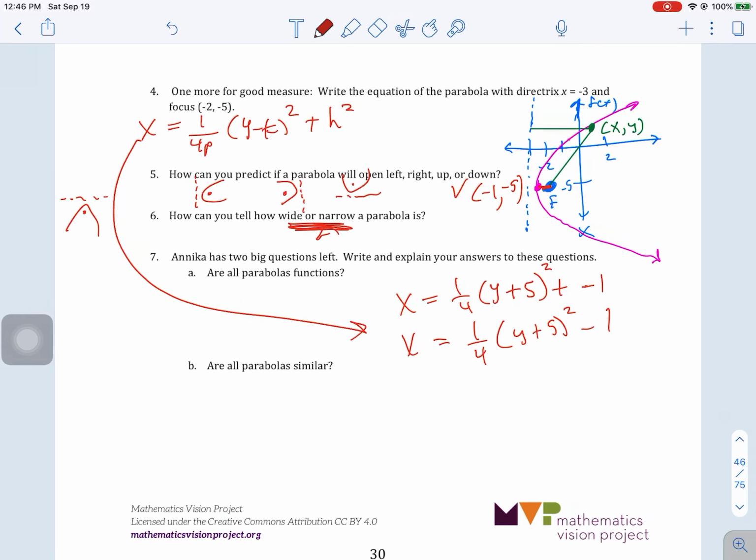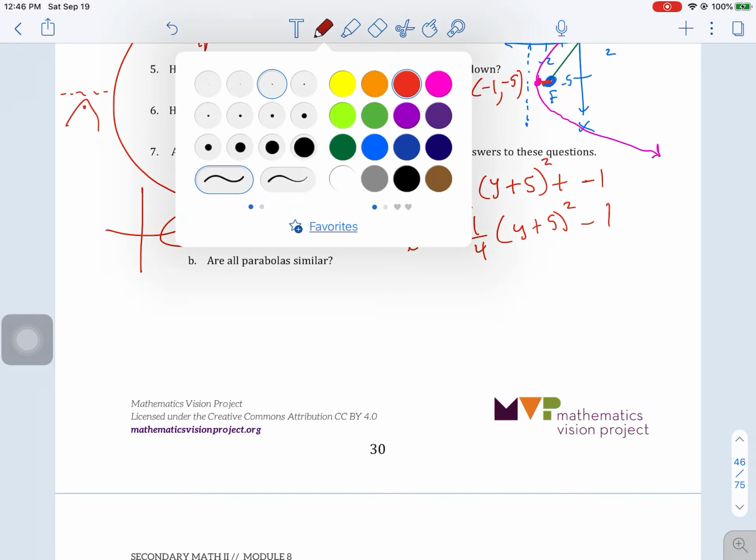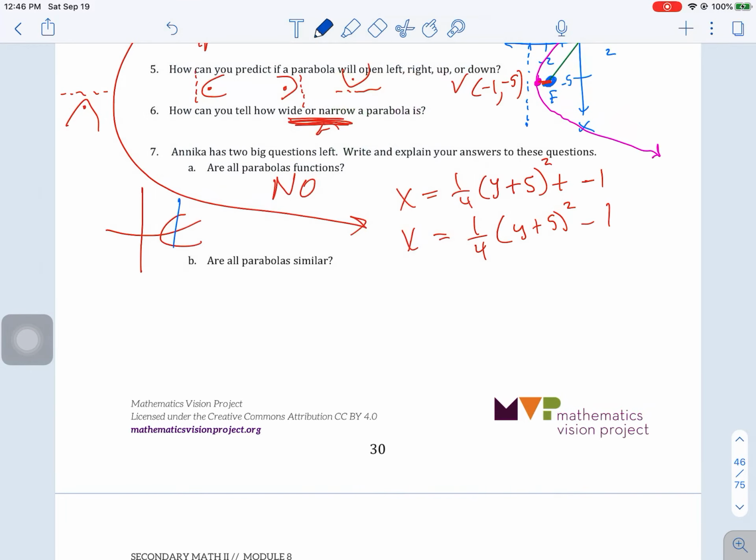Are all parabolas functions? Do they pass the vertical line test? No. Certainly these horizontal ones don't. They don't pass a vertical line test, right? Are they similar? Yes, because you can translate and scale the parabola to come up with the new parabola. So they're going to have a different vertex, that's your translation, and a different coefficient, that's that 1/4p.